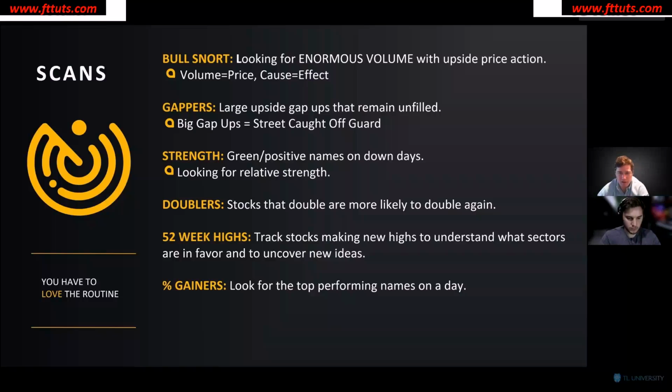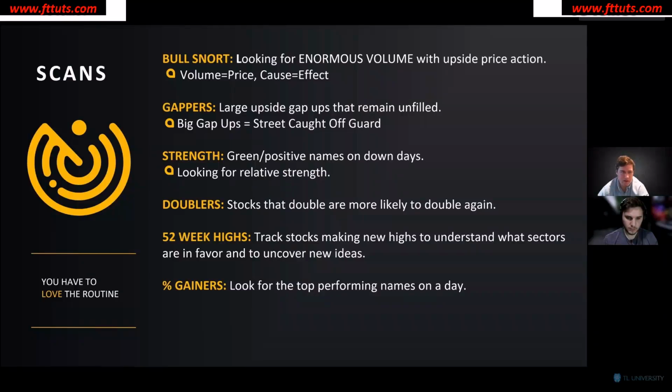And if you just think about that statement there, if you get a huge gap that remains unfilled, it can often be a breakaway gap, which can lead to a big advance. And the reason they remain unfilled is often there's some sort of news that the market wasn't expecting, right?